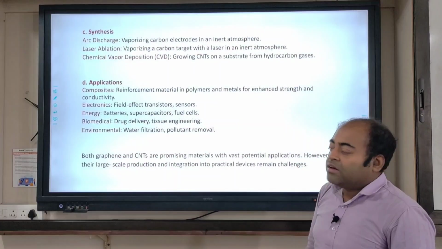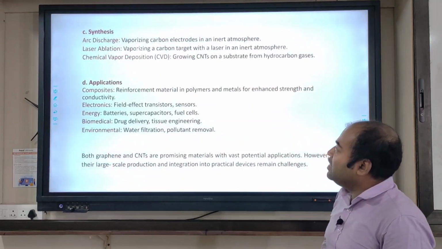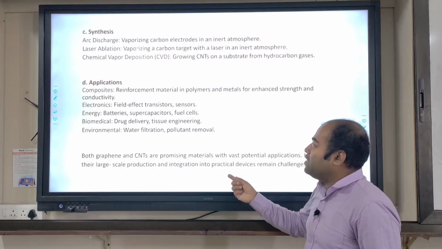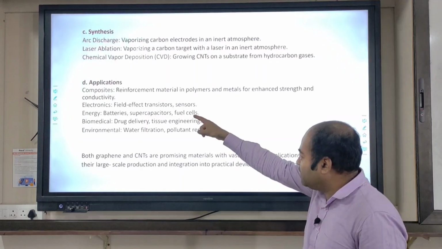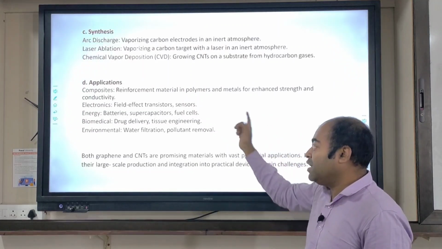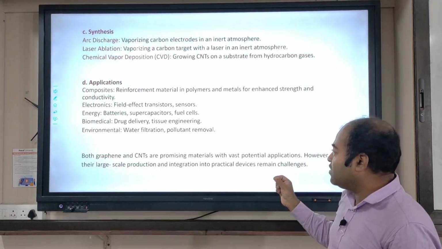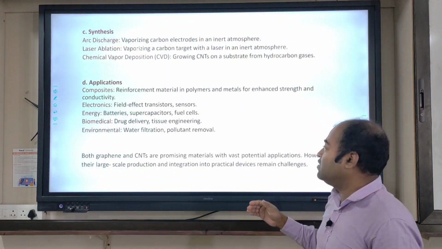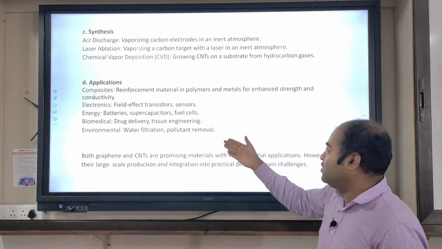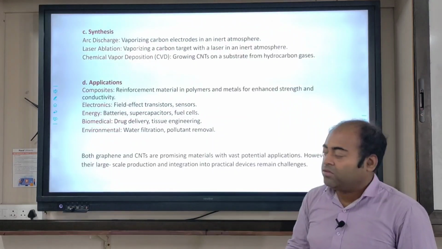Synthesis: carbon nanotubes can be synthesized by arc discharge method, laser ablation and chemical vapor deposition, and they have applications just like graphene. They have applications in composites, in which they add strength and flexibility and also electrical conductivity. They have applications in electronics, especially transistors and sensors. Similar to graphene, they have applications in the energy field like batteries, supercapacitors, fuel cells, and in the biomedical and environmental fields also.